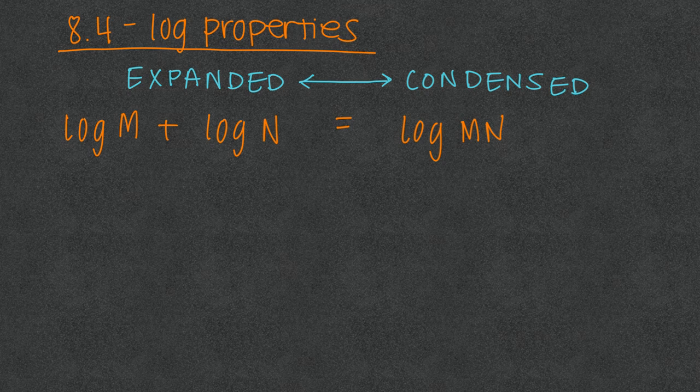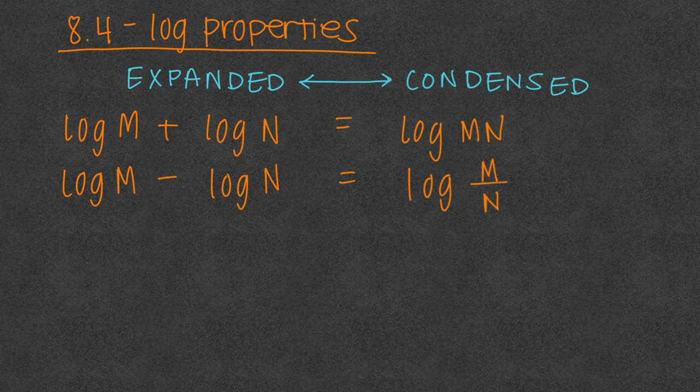The second property is expanded for subtraction. So if it's subtraction, what am I going to do? Divide. Log of m divided by n. And it's always top divided by bottom, or first divided by last.